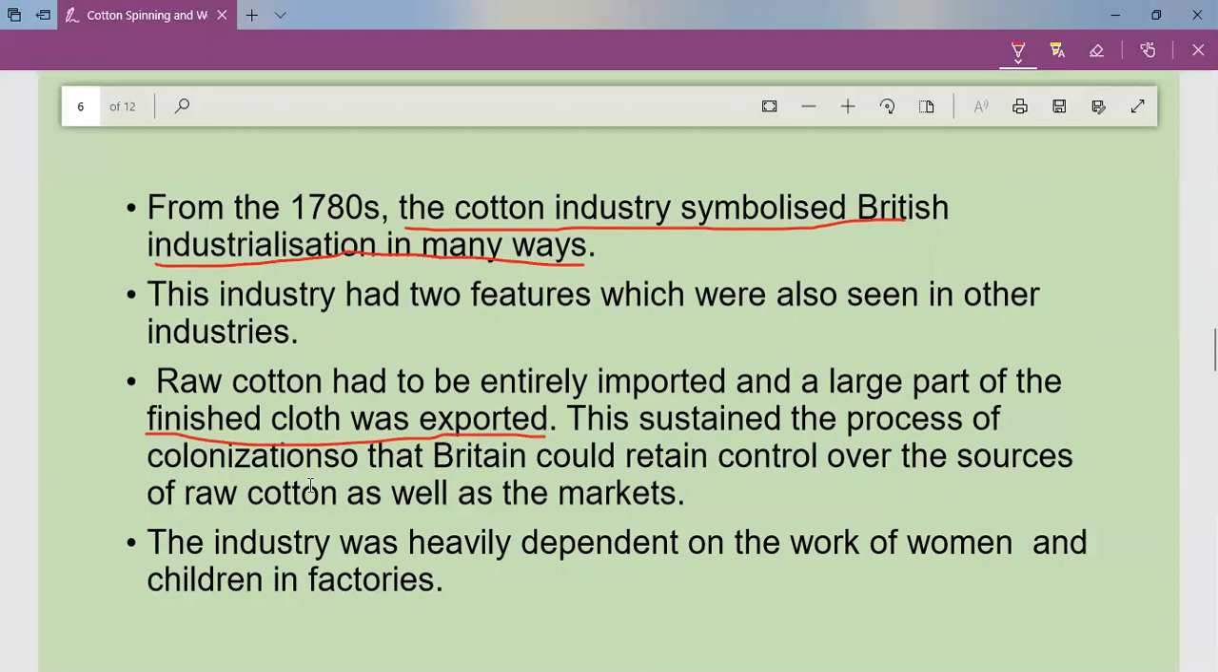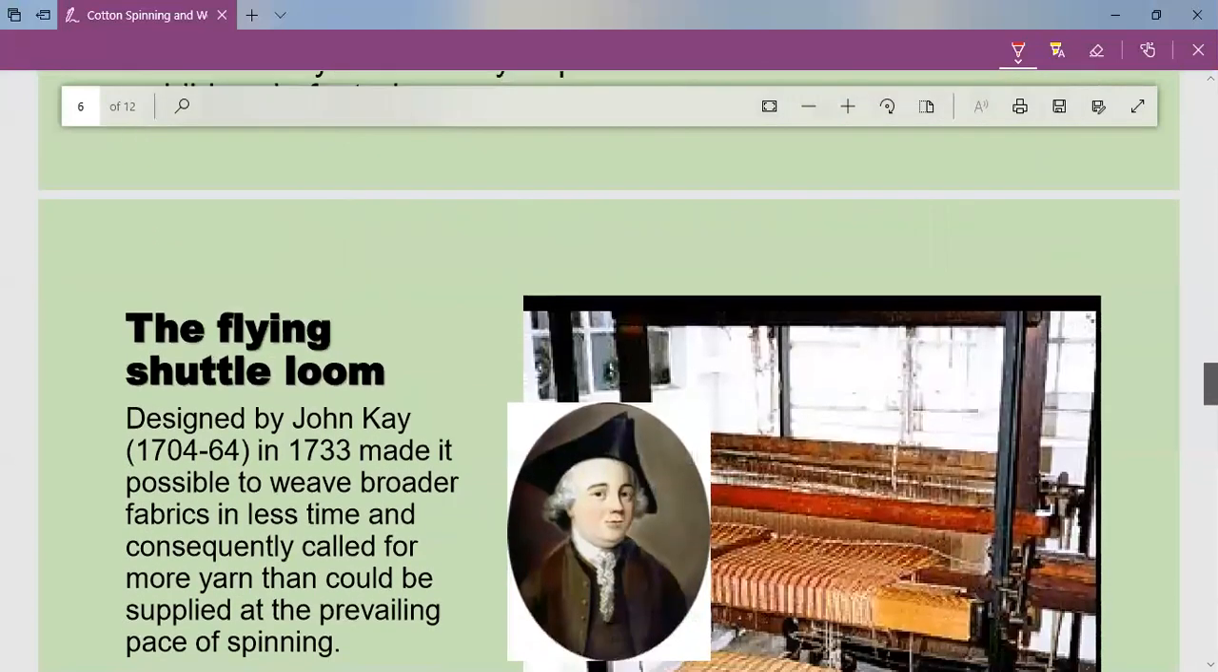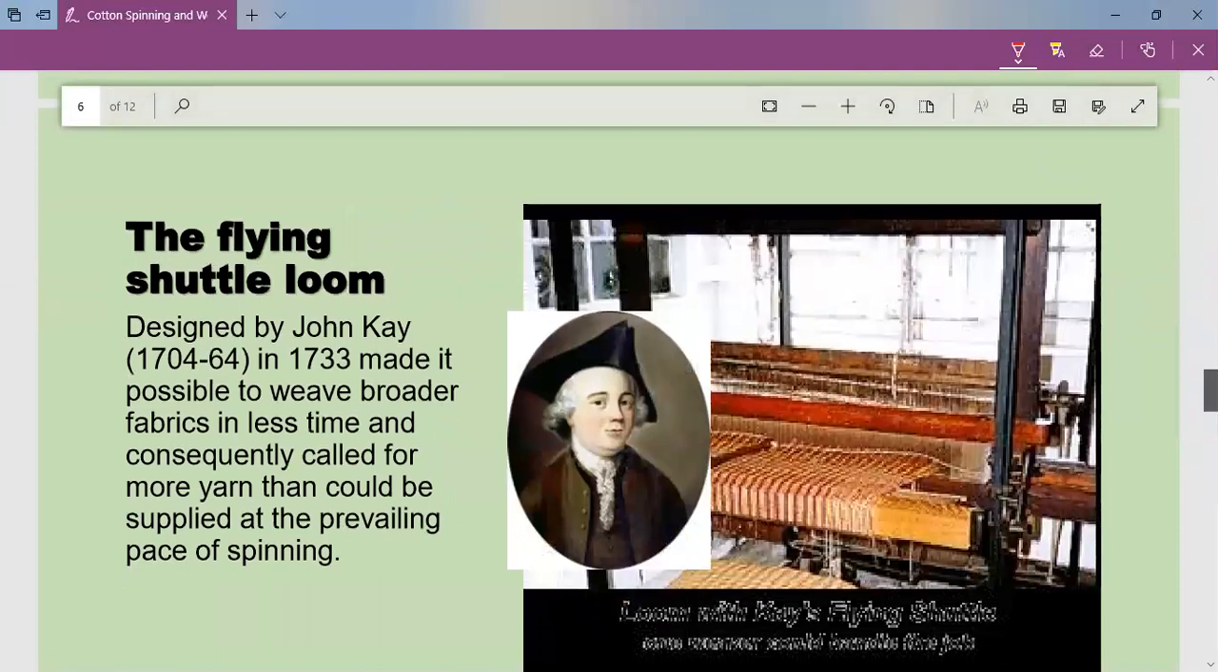Britishers had colonies around the world. It became very easy for them to get raw cotton, make it into costly fabrics, and export it to different markets around the world. And the labor force mainly came from women and children who were ready to work in factories. Now let us see some of the inventions that took place in the textile industry.